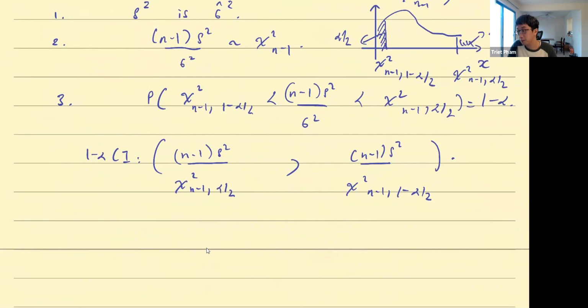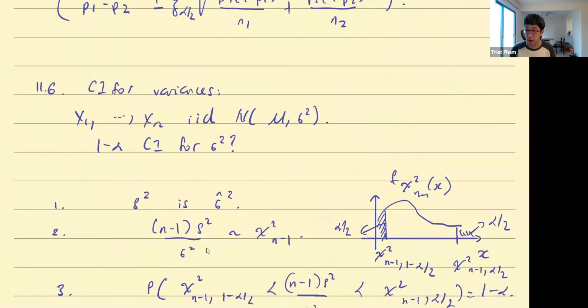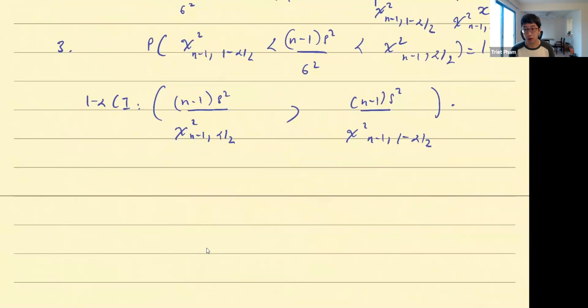Any question? All right. So that's the confidence interval for variances. The notes are posted, so don't worry about that.